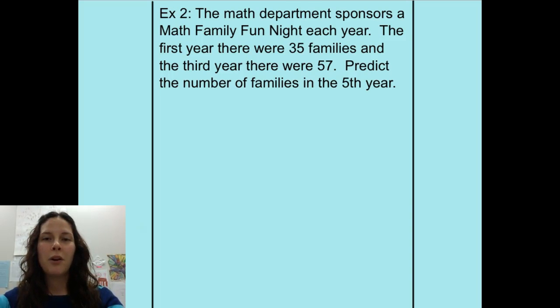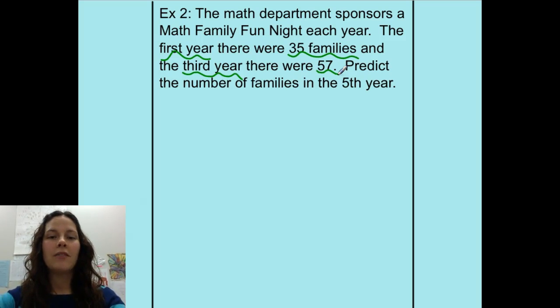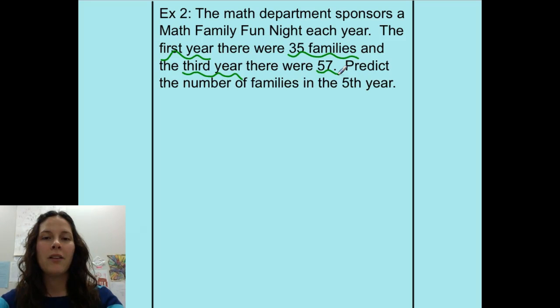Something I bet you all wish Park would do is host a math family fun night. The first year, there were 35 families, so that looks like a point. And the third year, there were 57. That looks like another point. This time we are not given our rate, so we have to calculate our rate with the 2 points. Now in order to figure out which order they go in, since we don't have our rate to help us with the units, we have to remember that if time is an option, it's always our x-coordinate.